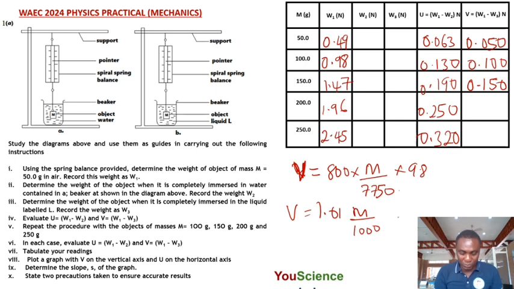So the next one is going to be 1.01 times 200 divided by 1000. That's going to be 0.200. Then next I'm going to have 1.01 times 250 divided by 1000. So that's going to give me 0.250. What I had was 0.252. So I'm leaving it to this point.